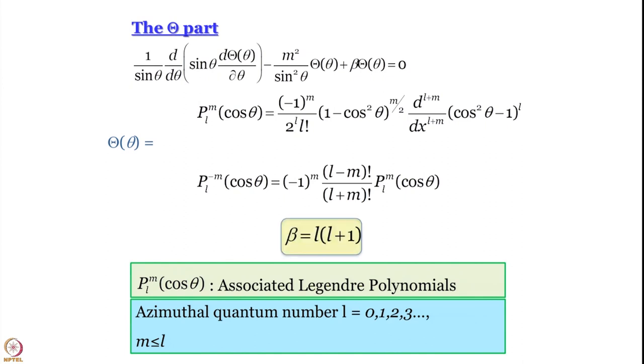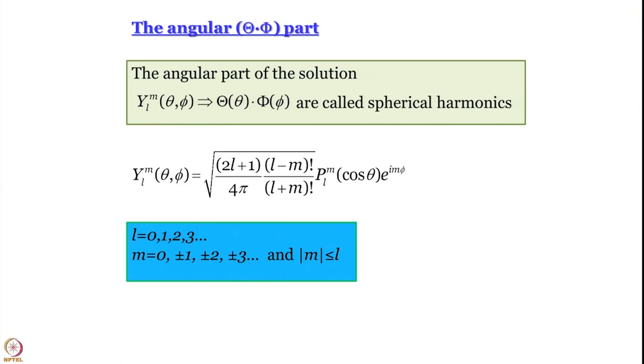That also leads us to a very important phenomenon, that beta is equal to l into l plus 1. What is beta? Remember, this is beta. And as we will show later on, this beta is there in the theta part as well as the r dependent part of the equation. So, beta is the bridge between the theta part and the r part of the Schrodinger equation. So, here we get beta is equal to l into l plus 1. And that has some profound application as we will see shortly.